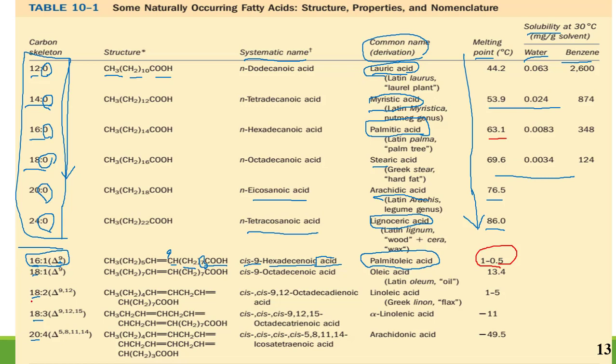In this fatty acid 18:1 delta 9, you can see here carbon number 1 plus 7 is 8 carbon, and the next carbon is carbon number 9. The systematic name is cis-9-octadecenoic acid, and the common name is oleic acid.